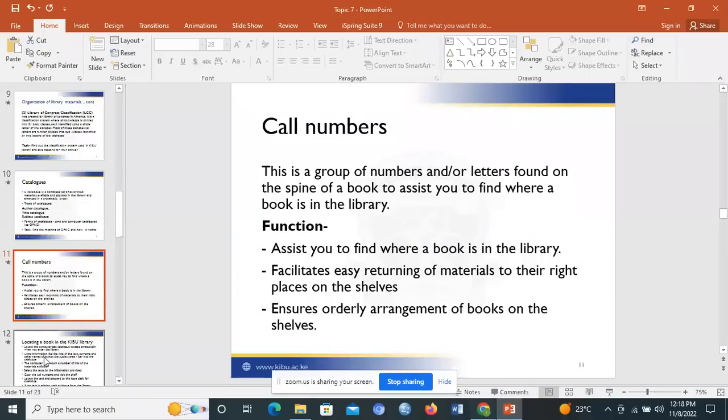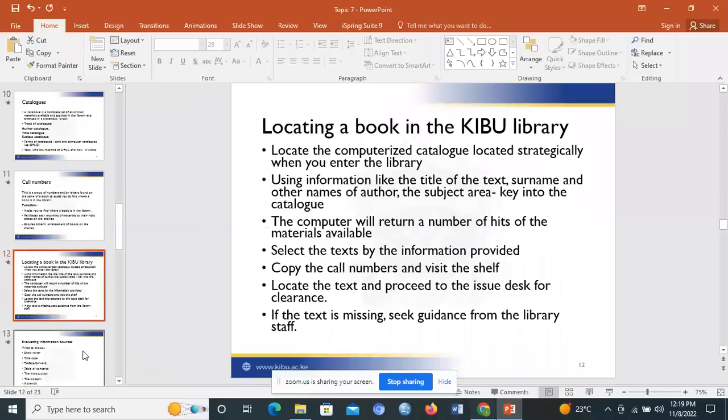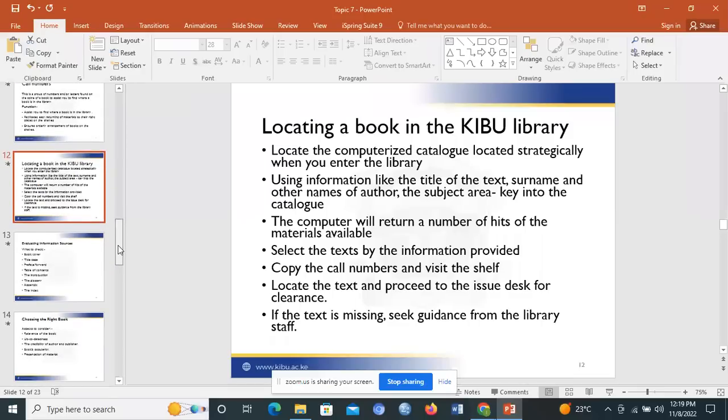Because the library is a world of books, it is important for you to have a way in which you can easily access materials, and also a way in which the library staff can easily return borrowed materials to the right sections of the shelf, and also provide orderly arrangement of materials on the shelves. So that is why we have what we call the call numbers, to ease your life as a student, to help the library staff return the books in order, and also to ensure there is orderly arrangement of materials.